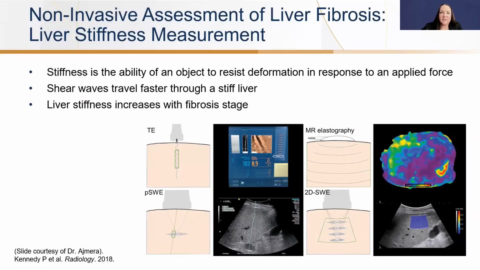Other non-invasive tests used are liver stiffness scores. Stiffness is the ability of an object to resist deformation in response to an applied force. Shear waves travel faster through a stiff liver. So if you have a stiff liver, that increases your predictability of hepatic fibrosis.